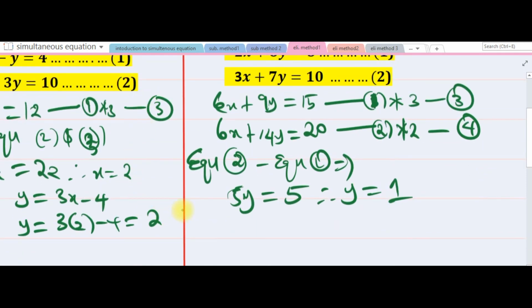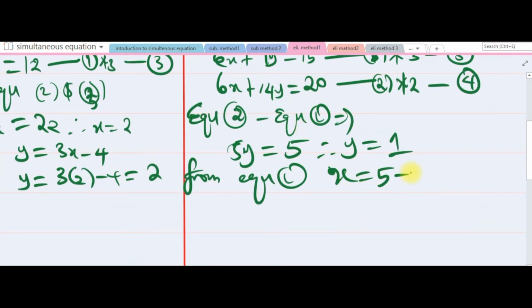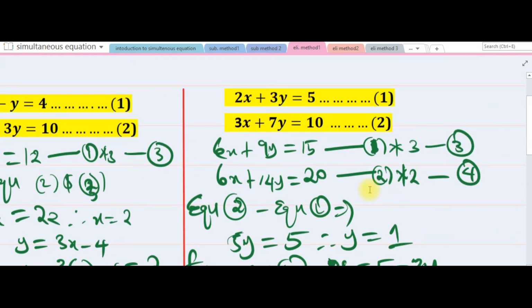So from equation 1 now, I'm making x the subject of the formula. x is 5 minus 3y. So, we've gotten y as 3. Sorry, I've gotten y as 1. So 5 minus 3 is 2. So x is 2, y is 1.